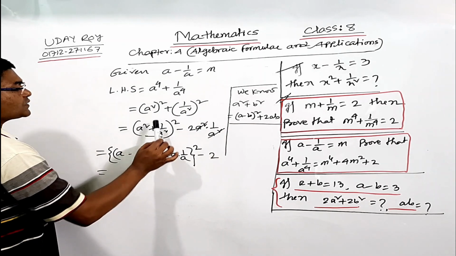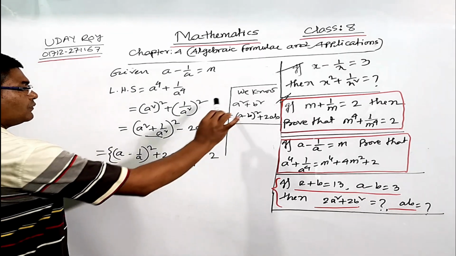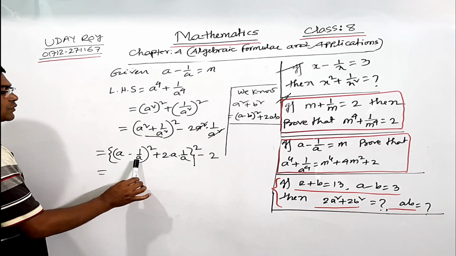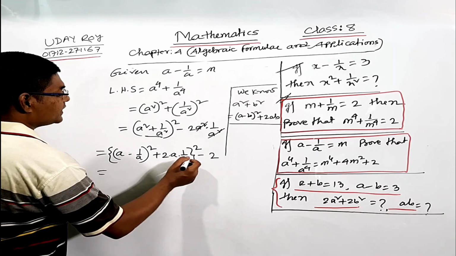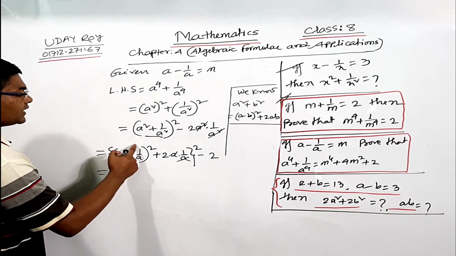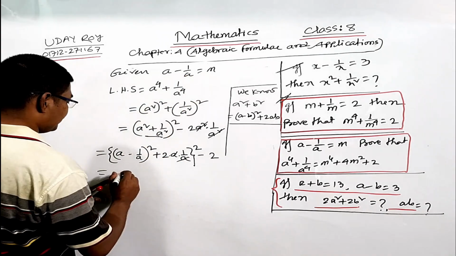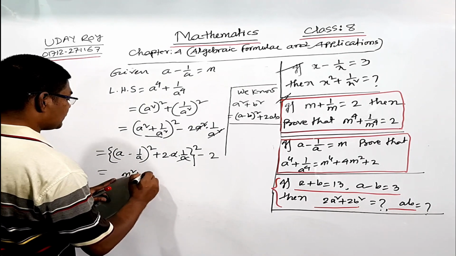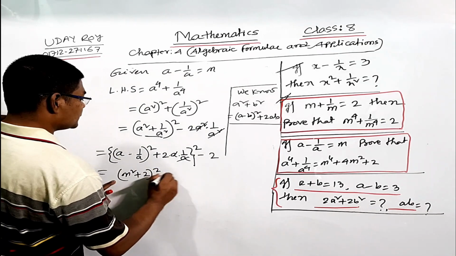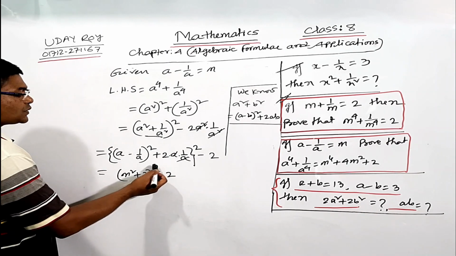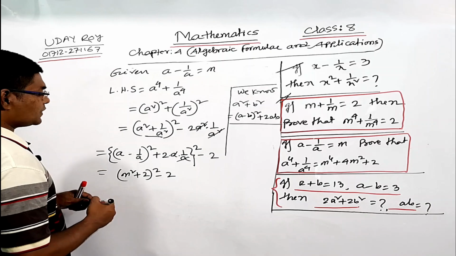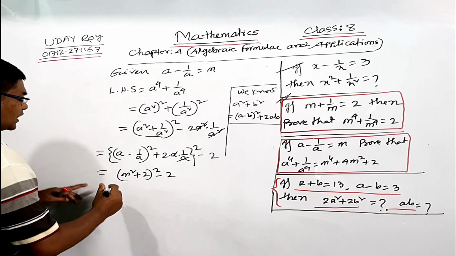So a square plus 1/a square, you have to follow this corollary: (a − 1/a) whole square plus twice a into 1/a. Now cut it, a cut. Let (a − 1/a) whole square equal m. That means m square plus 2, whole square minus 2. We have got (m square plus 2) whole square minus 2. So easily we can solve it now.